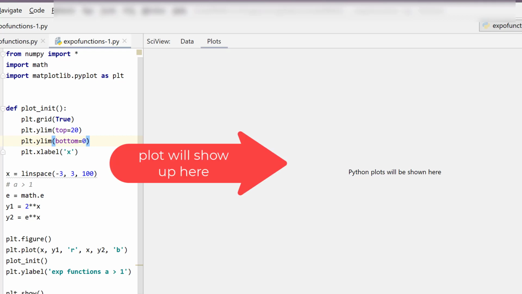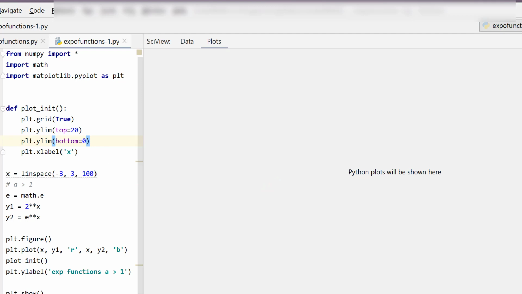I call my initialization function plot init to set up the grid, and I set the y label to be exponential functions for a greater than 1. And I do finally a plot.show. So let's look at what happens when we run it.